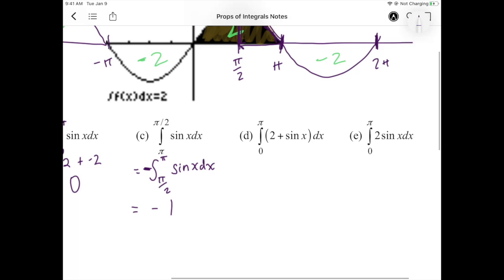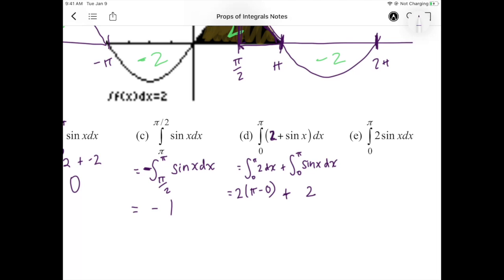Here, we're going to use one of our properties. So I see I'm adding a number. So I can split this up into 2 integrals. This one, I know it's just 2. We've been talking about that. And this one, I will use my 2, my constant, times b minus a. So this ends up being 2 pi plus 2.